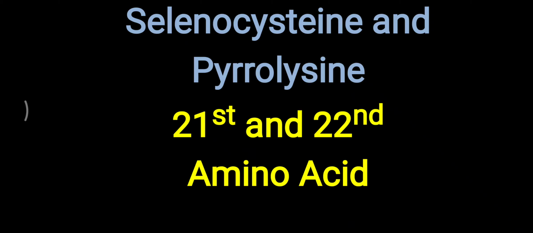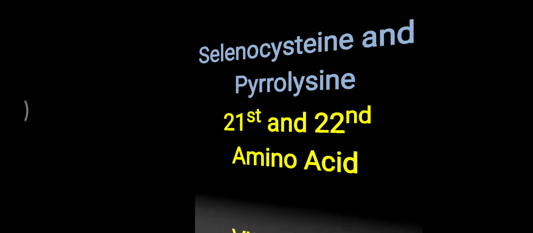Hello friends, today's topic is about selenocysteine and pyrrolysine. Normally in our body only 20 amino acids are there. In nature around 300 amino acids exist, but nowadays there are the 21st and 22nd amino acids in our body, which are called selenocysteine and pyrrolysine. So we will look at the 21st and 22nd amino acids in detail.